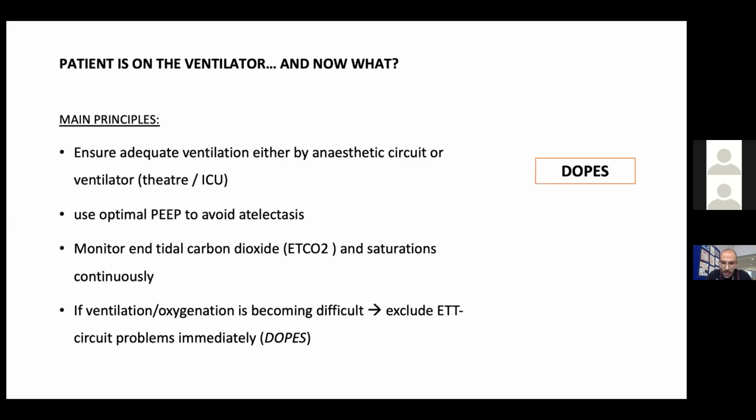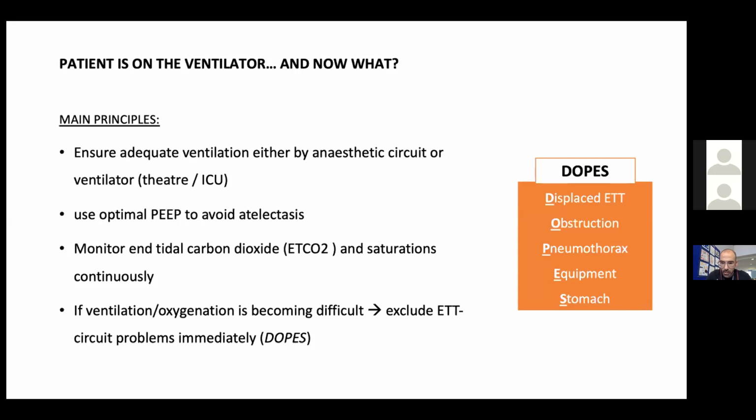And if there is any acute or sudden problem with ventilation or oxygenation, make sure that you are excluding any problems from the circuit to the patient. You can use the acronym DOPES. Make sure that the ET tube is not displaced. Make sure that there is no obstruction in the ET tube or any part of the circuit, no one has their foot obstructing any of the circuit limbs. Make sure that there is no pneumothorax. Make sure that your equipment is all working. So if your saturations are poor, make sure that the sat probe is working properly. And the last thing is make sure that you have decompressed your stomach.